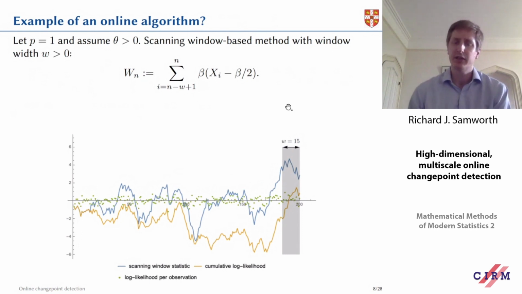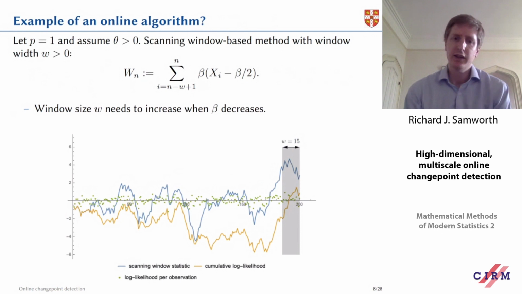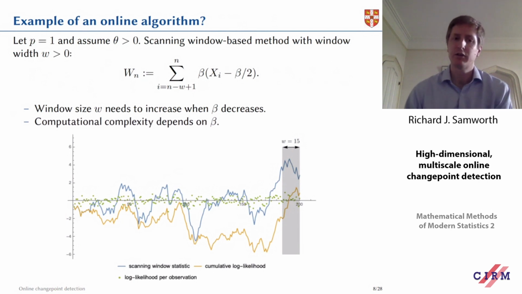And this also seems to be an online algorithm, but there's an important point to note here. And it is that as beta decreases, your window size needs to increase in order to have power to detect this change. And actually what that then means is that the computational complexity of the algorithm depends upon beta, and therefore doesn't satisfy our definition of being an online algorithm.